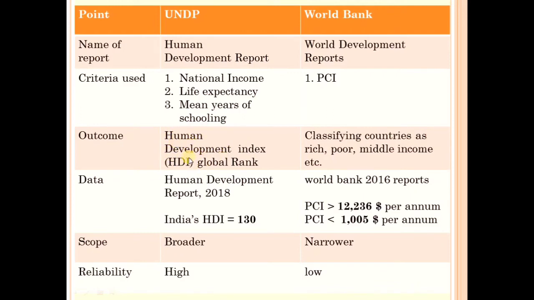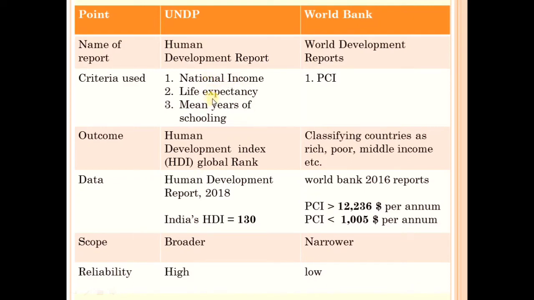Now this HDI is a global ranking given by the Human Development Report, and these reports are published by UNDP, United Nations Development Program. So in UNDP's Human Development Reports, they take three criteria into account. First criterion is national income, or we can say per capita income. We know that per capita income and national income are both interconnected. Per capita income means national income divided by national population. So here per capita income is also taken into account.